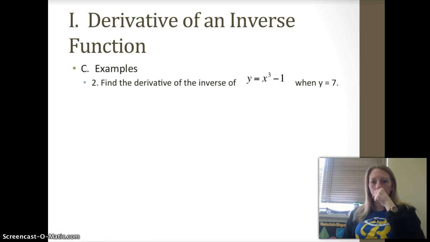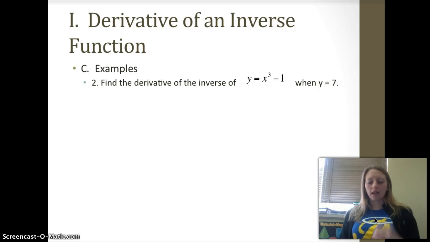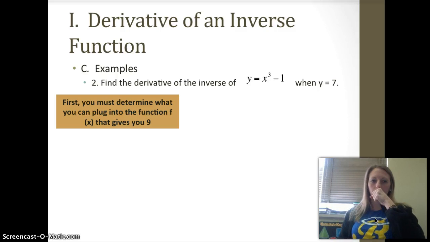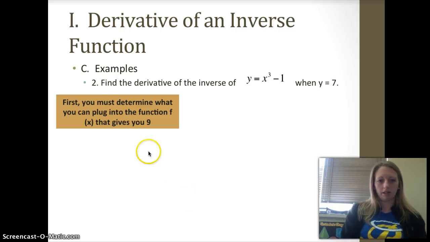Find the derivative of the inverse function at y equals x cubed minus 1 when x equals 7. So you're going to start this the same way. You have to figure out what x value gives you 7. So what makes this equal to 7? Oh, that should say 7, not 9 right here. I'm sorry. I'll change it before I post it on Schoology.